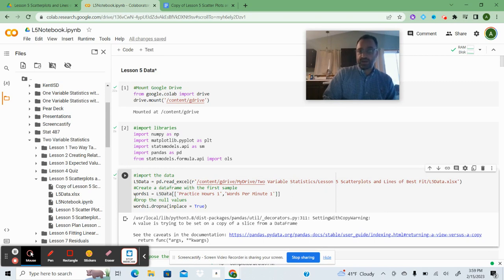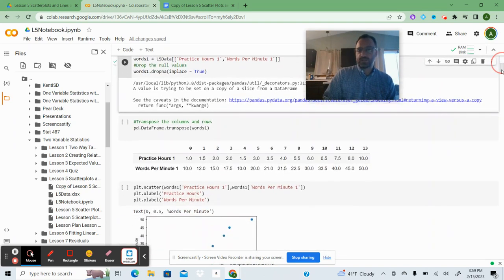I imported all the data. I made a separate data frame with just the first sample. So words one was lesson 5 data, practice 1 hours, and then words per minute. And then I dropped the NA values. The reason is not all of the values were of the same length. So when you do that, you have some NA values. So it would have like 14, 15, 16, and then have NAs. So that just gets rid of that.